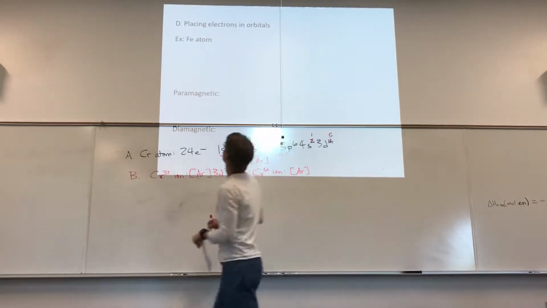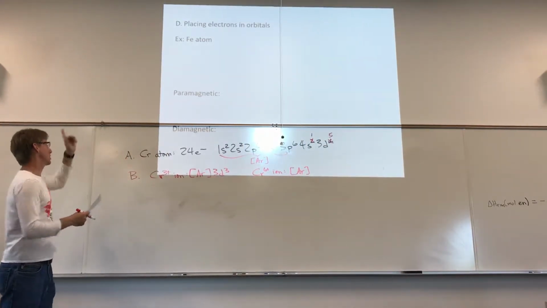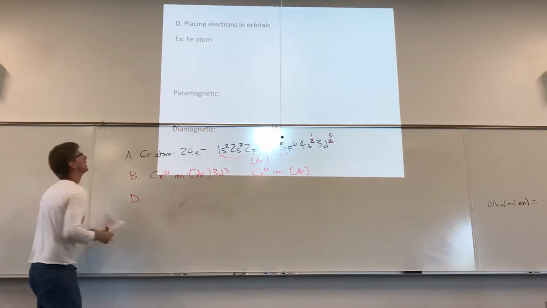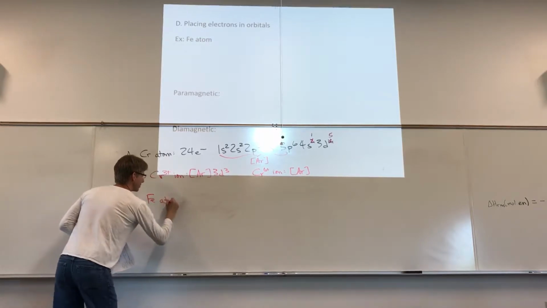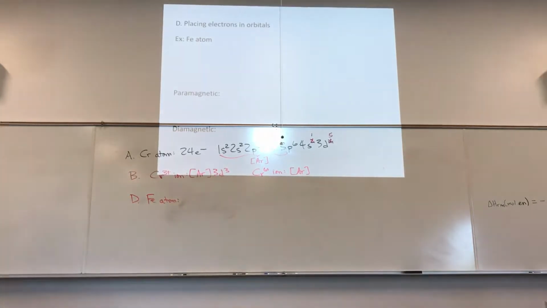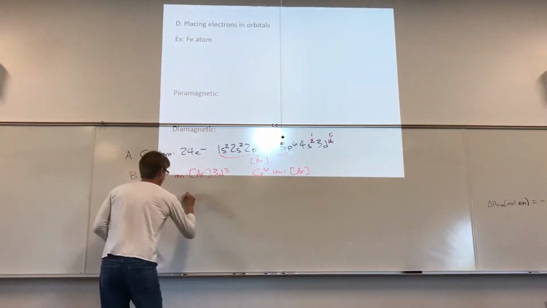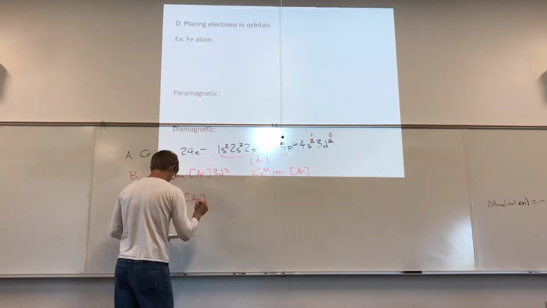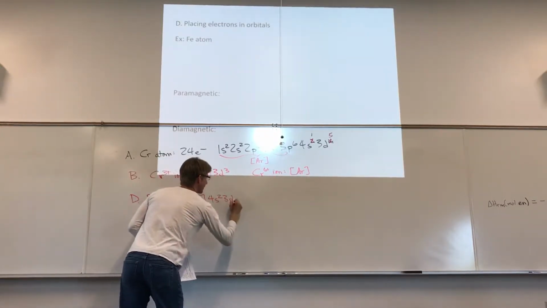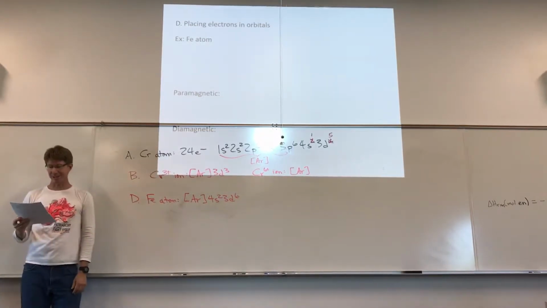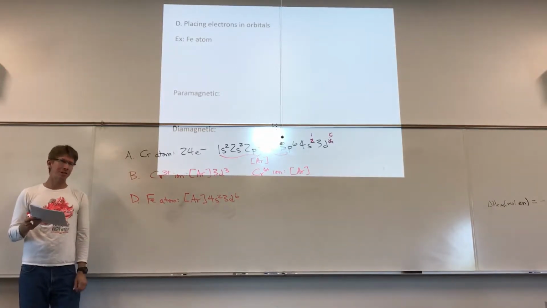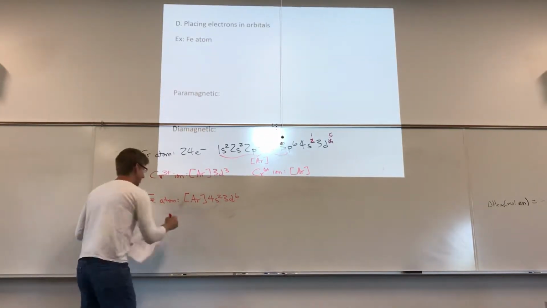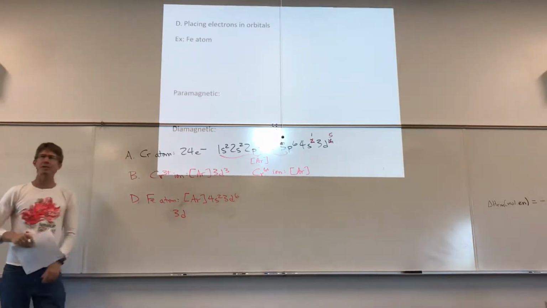And talk about placing electrons in orbitals. Now we're going to do the iron atom. For the iron atom, it will have the same 18 electrons as argon, 4s2, 3d6. And it's the d orbitals that we're going to be mostly interested in when we talk about this. And so let's think about the d orbitals, specifically the 3d orbitals.